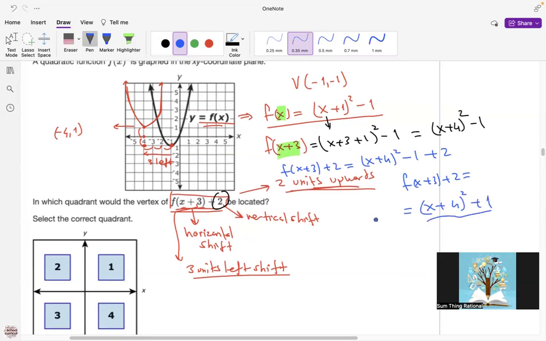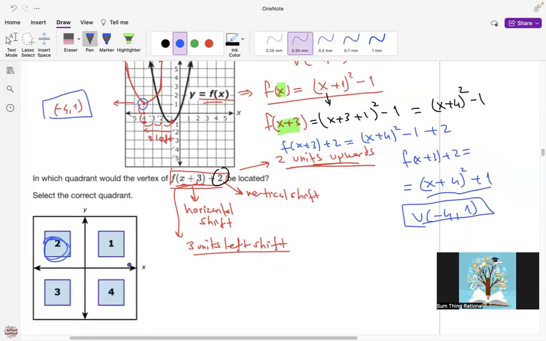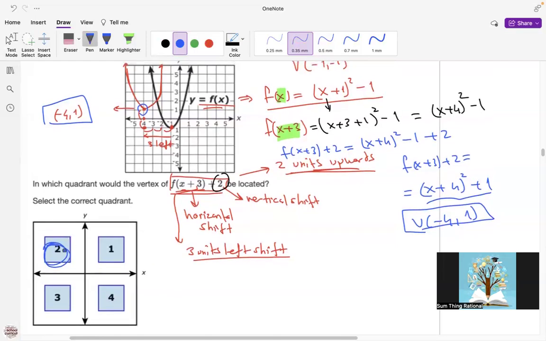What is the vertex of this function? The vertex is at negative 4, positive 1. So in two ways you can solve this question: algebraically, or by transformation, shifting vertically and horizontally. Your vertex will be in the second quadrant. If there are A, B, C, D options, you can select quadrant 2.